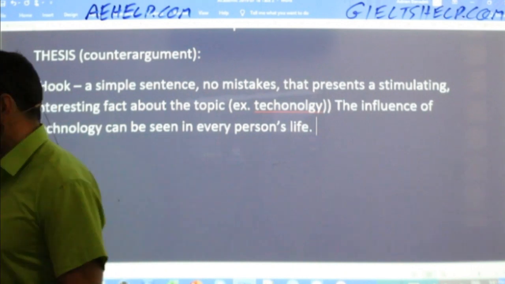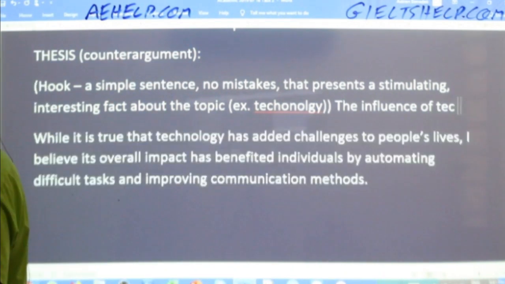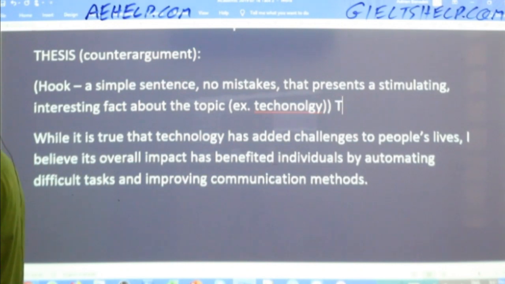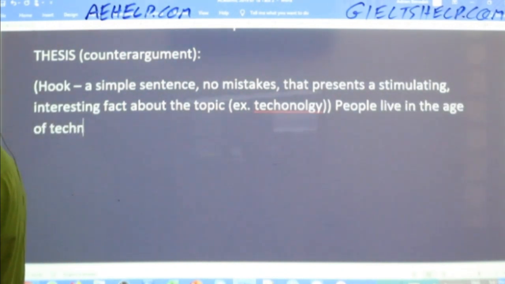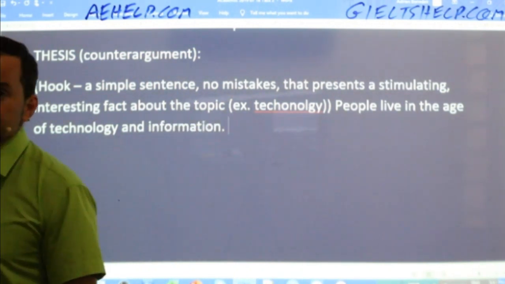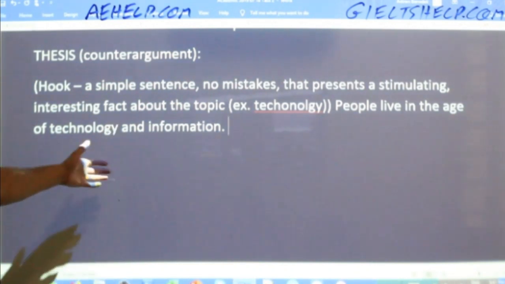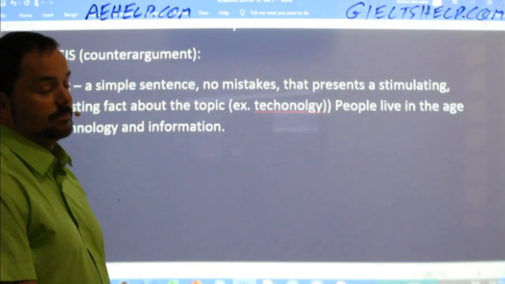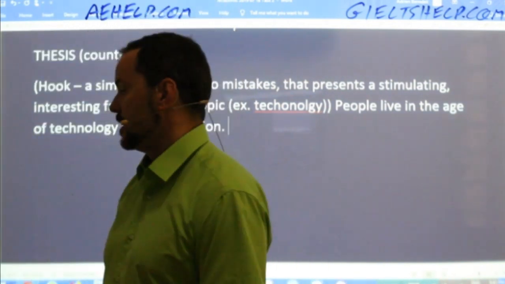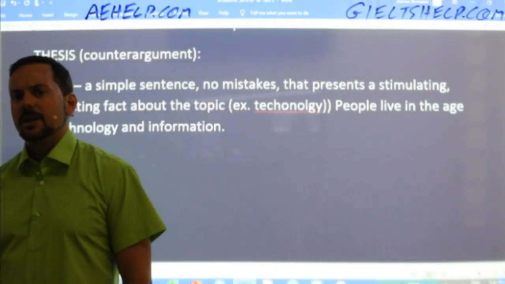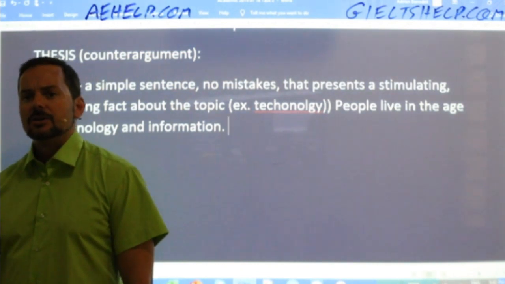Another good one could be something like, people live in the age of technology and information. Okay? Just state it as it is. People live in the age of technology and information. That's a fact. That'll get your reader's attention. And it'll get you focused as well, okay? It'll get you thinking clearer about your sentences.